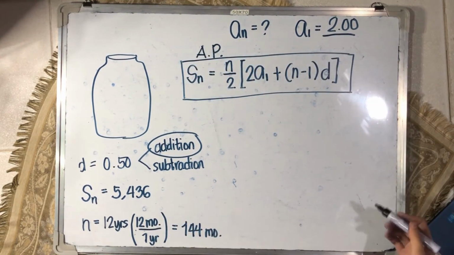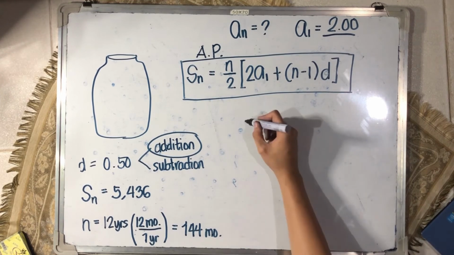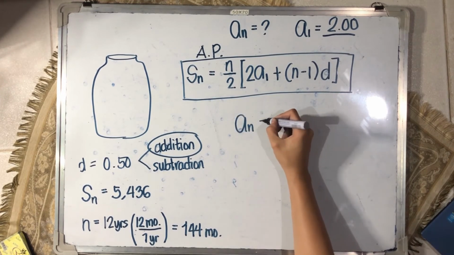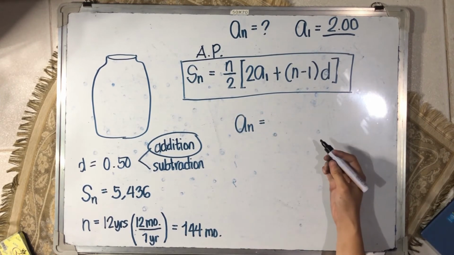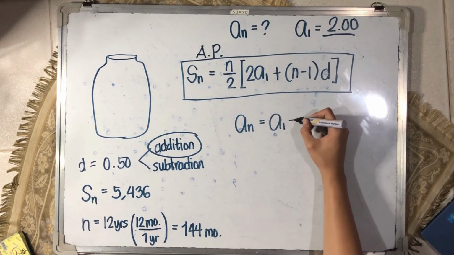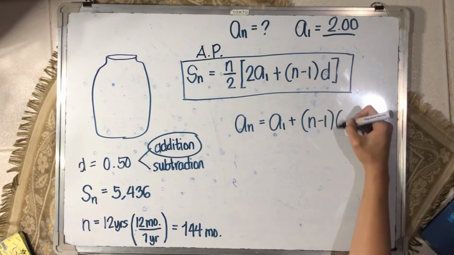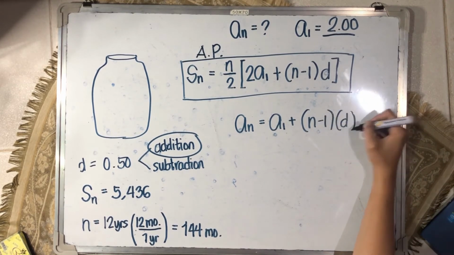Okay. a sub n naman, this is actually our nth term. Nth term. Okay? So, you can get this by having a sub 1 plus n minus 1 times your common difference d.